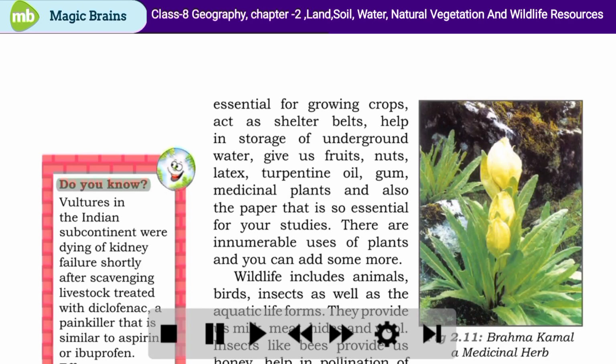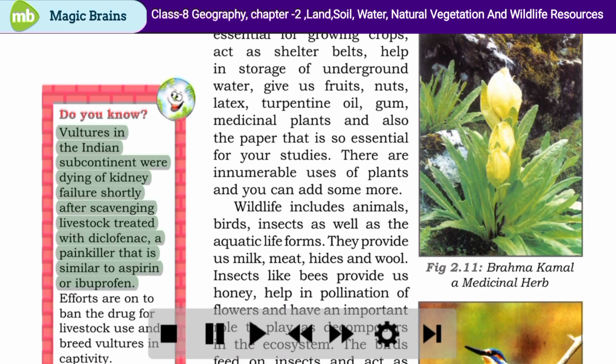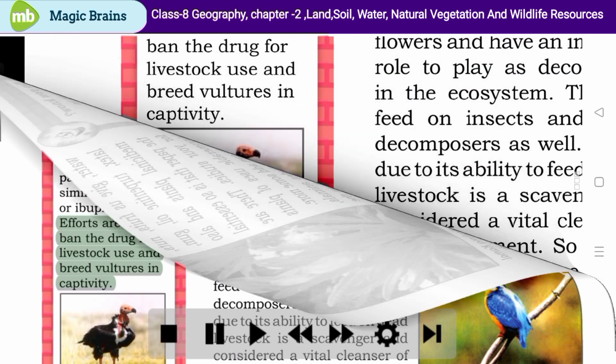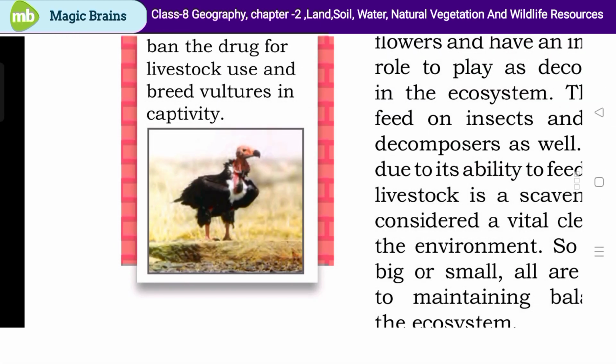On the left side, there is a red box, which reads, "Do you know? Vultures in the Indian subcontinent were dying of kidney failure shortly after scavenging livestock treated with diclofenac, a painkiller that is similar to aspirin or ibuprofen. Efforts are on to ban the drug for livestock use and breed vultures in captivity." There is an image of a vulture shown in the same box.